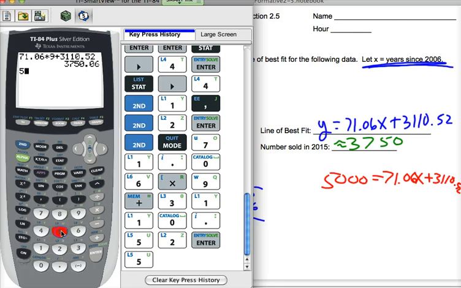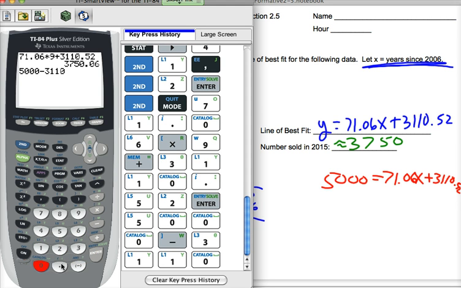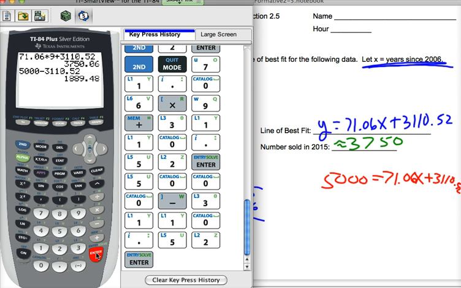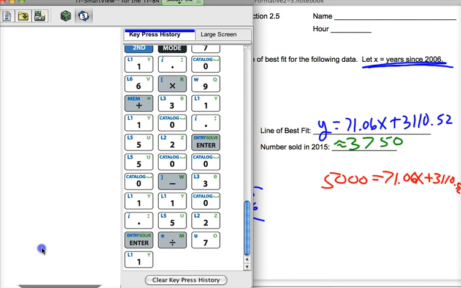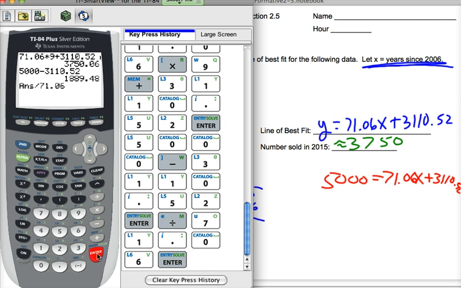So again, I'll take 5,000, then I'm going to subtract 3,110.52. See what that is? That would equal 71.06 times x. So then divide 71.06. I'm just solving a two-step equation, and I get 26.59.